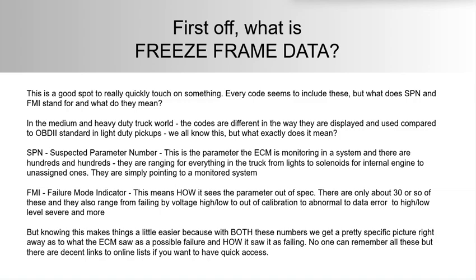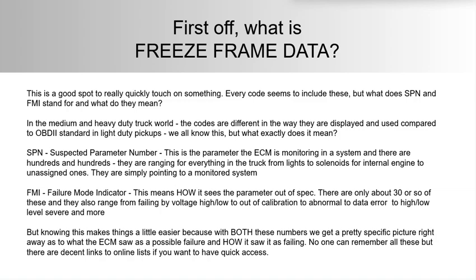SPN stands for Suspected Parameter Number. This is the parameter that the ECM is monitoring in a system, and there are hundreds and hundreds. They range from everything in the truck, from lights to solenoids to internal engine to unassigned ones. They are simply pointing at a monitored system. FMI stands for Failure Mode Indicator. This is how it sees the parameter out of spec.